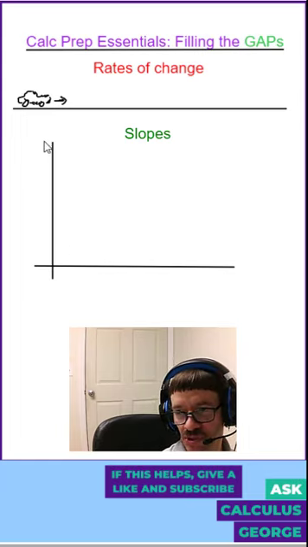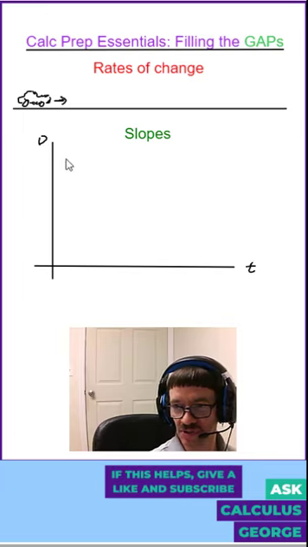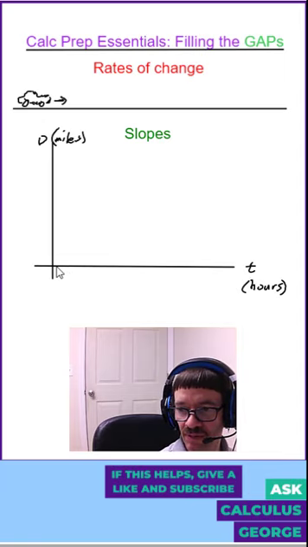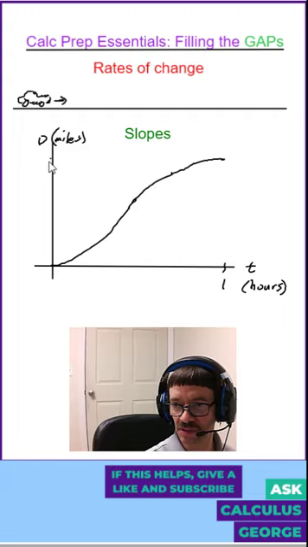Let's say this is your distance versus your time. And this distance, let's say, is in miles, and the time is in hours. Let's say you have a graph like this. So let's say that this is at 1 hour here, and let's say this is 50 miles here.